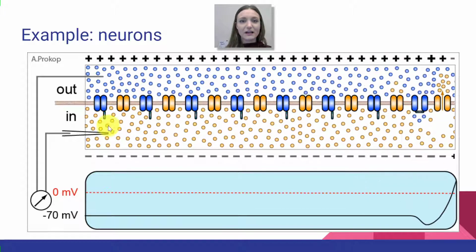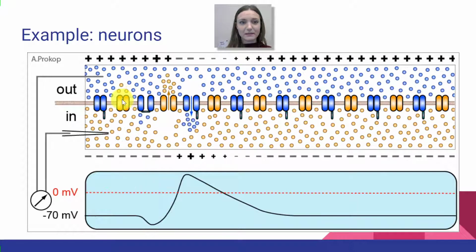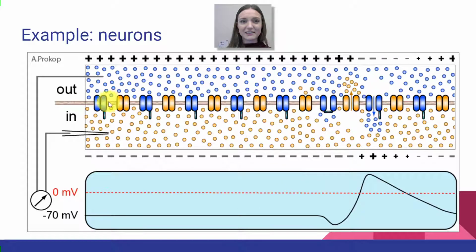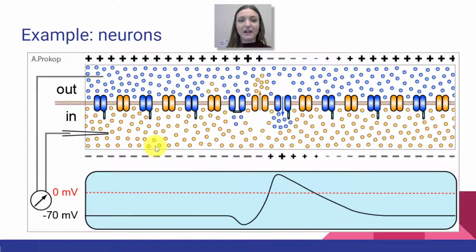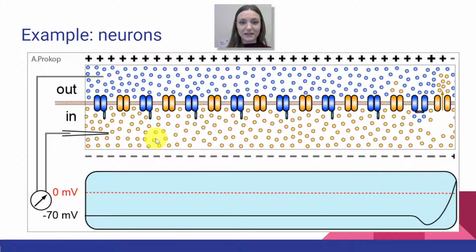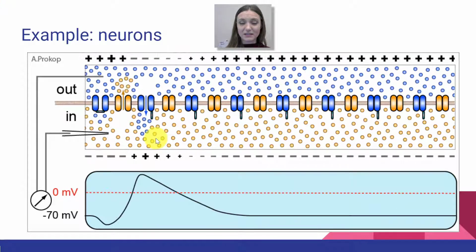Okay, so how does the cell get back to that resting potential, right? So after the action potential moves through and they swap, how does it get back? How does it get back to reestablishing that high concentration of sodium on the outside and that low concentration of sodium on the inside, but a high potassium concentration on the inside?